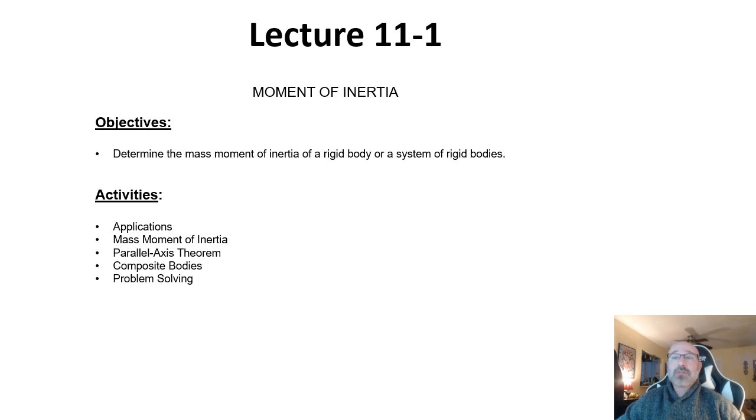So we'll break this module down into a couple different sections. The first section is going to be 11.1. In this section here, we're going to deal with our moment of inertia. So we're going to determine our mass moment of inertia of a rigid body or system of rigid bodies. Key activities we're going to do within this lecture here: go through some applications, talk about our mass moment of inertia related equations and calculations, go over our parallel axis theorem, talk about composite bodies and how that's going to affect our calculations, and do out a couple of problems.